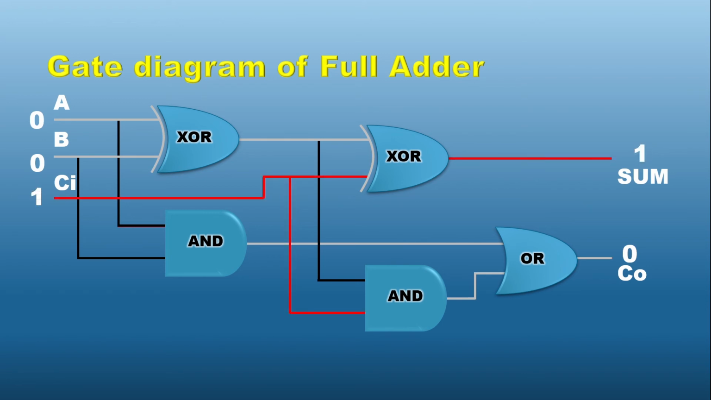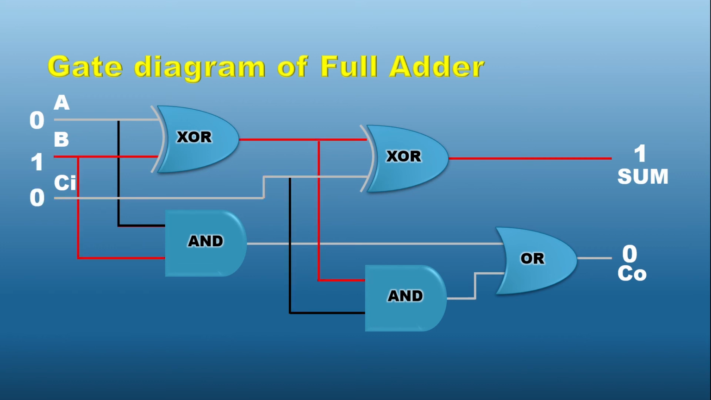When Ci becomes 1, meaning the carry input takes a high input from the previous adder, then the current starts flowing through the second XOR gate and second AND gate. The second AND gate stops the current, hence generating the output 0 at carry, while the second XOR gate allows the current, hence generating the output 1 at sum. When B becomes 1 and A and Ci become 0, then the current starts flowing through both XOR gates and both AND gates. Both AND gates stop the current, hence generating the output 0 at CO or carry, while both XOR gates allow the current, hence generating the output 1 at sum.